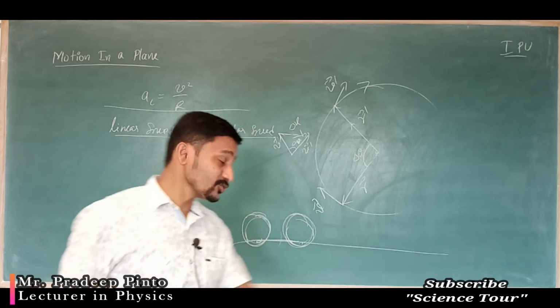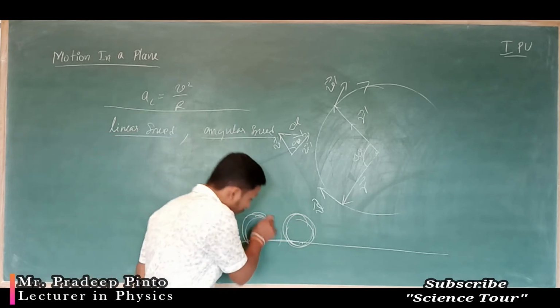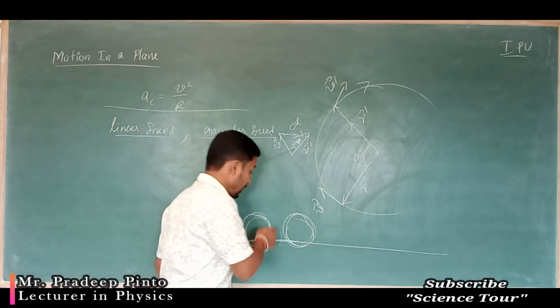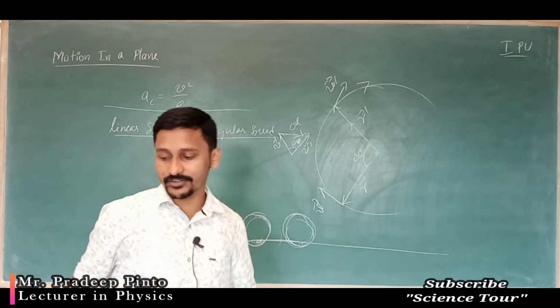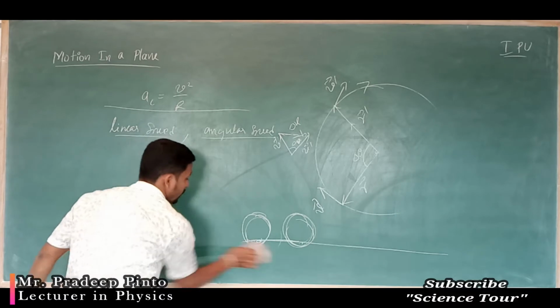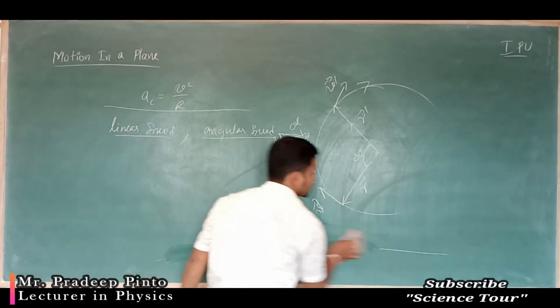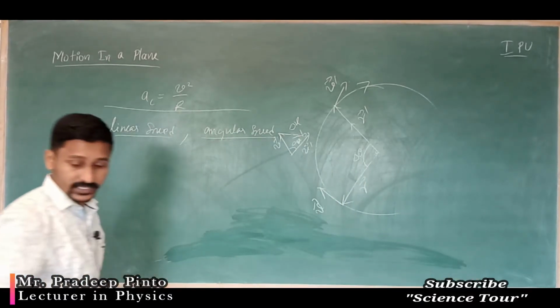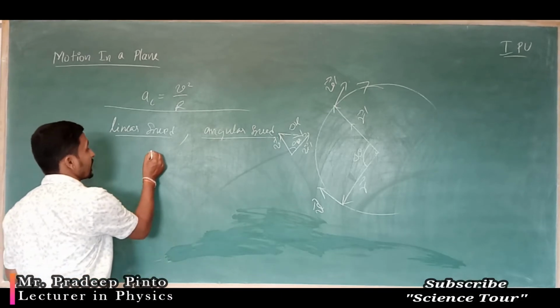Make two velocities you can make out. One is angular, one is linear. Linear speed we got, that is where we are drawing the tangent. Now we have to find out the linear speed as well as the angular speed. So what is angular speed? We are going to write it as omega.